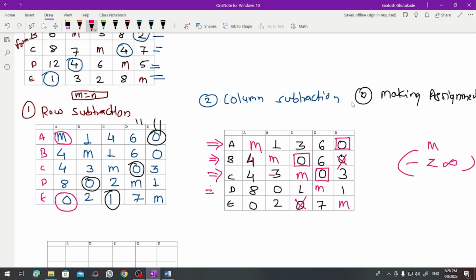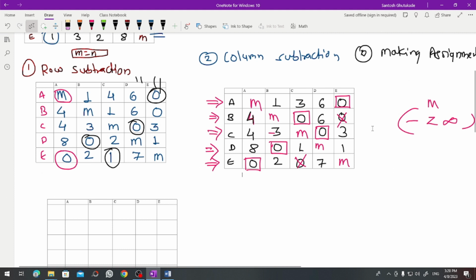Then coming to row number 4, there is a 0, so we give the assignment here and cross the zeros in the row and column, but there is no 0. Coming to the last row, we make the assignment here and cross the 0, but it is already crossed. So we have solved this problem, and in each row and each column there is an assignment. So we have reached the optimum solution.